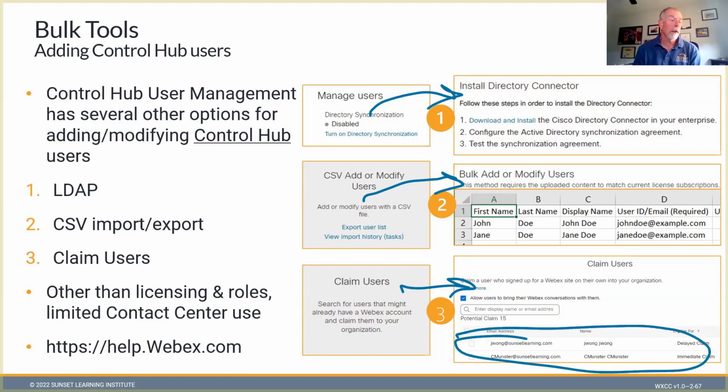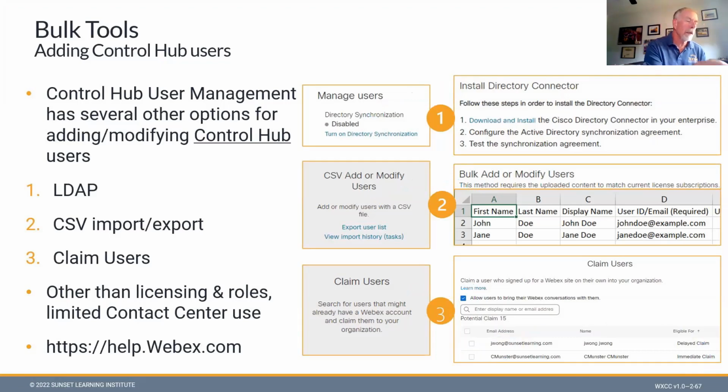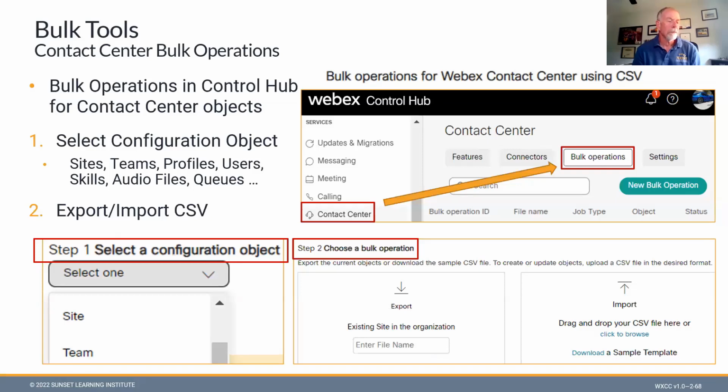If you had a personal email account somewhere, you could type that in there and go out there and claim that user. Remember, as a user with an email account, you only belong to one Webex tenant organization or another, not multiple. So your email address is the key aspect.